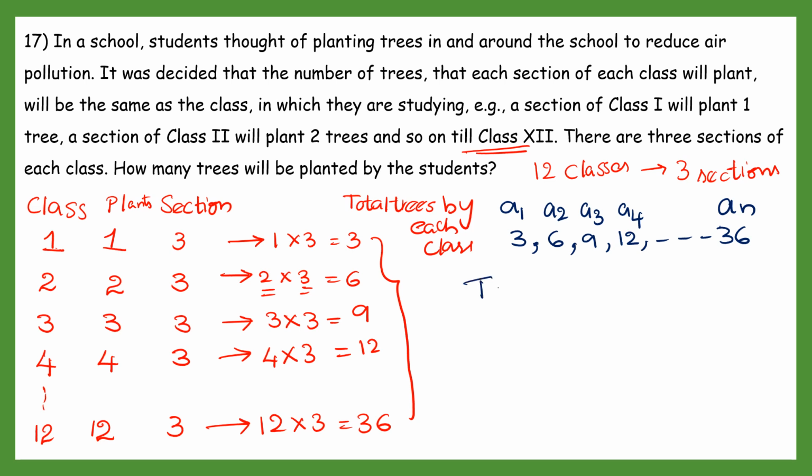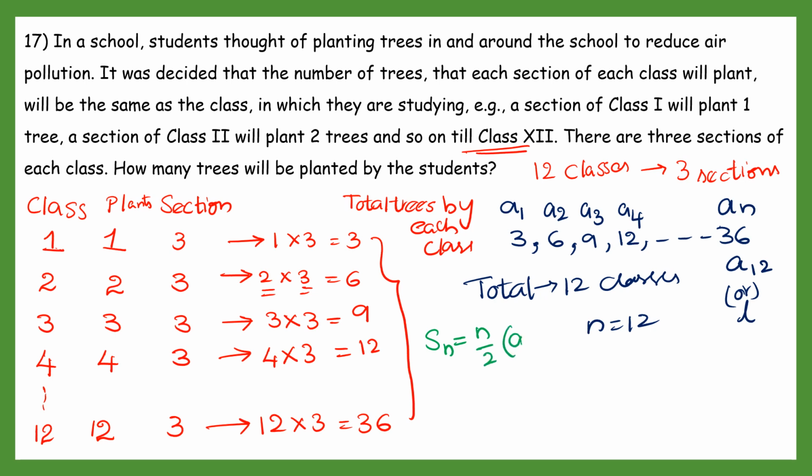Here n is what? There are a total of 12 classes in the school. That means n will be 12. So the last term, A12, which is L, is 36. They are asking to find the sum of the total trees planted by the students. What is the formula? Sn is equal to n by 2 into (A plus L).